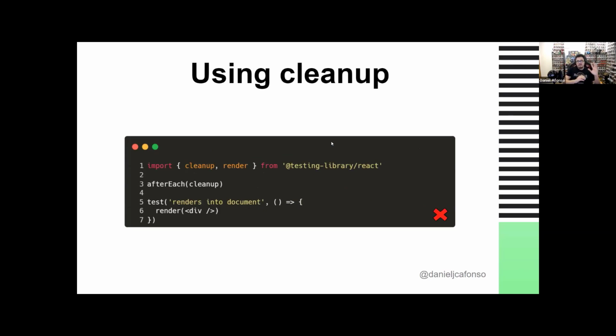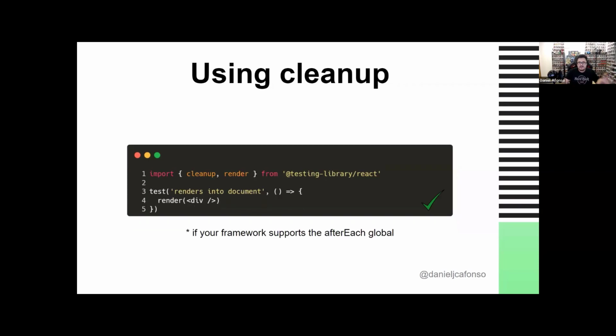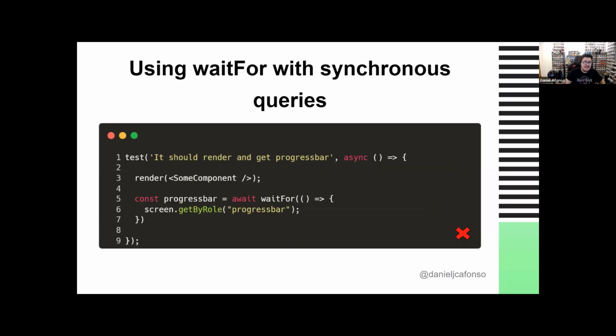Using cleanup. So cleanup is an util that allows you to clean up your DOM. And well, as a good practice with tests, you don't want your tests leaking into one another. So it might make sense to clean up after running each test. The thing is, if you're using a framework that supports the after each global like Jest or Jasmine, you don't need to do this because it will automatically run for you. So thank you, React Testing Library, for doing something for us and saving us a bunch of time.